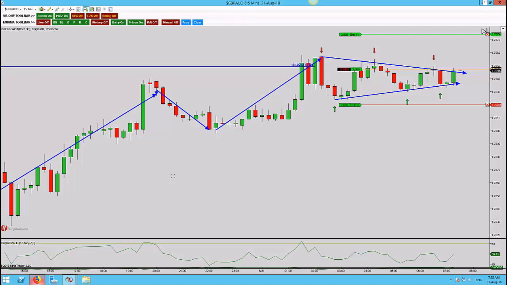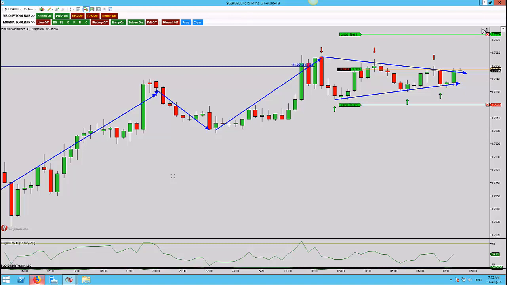Here we are on the pound Aussie on the 15-minute time frame. It's a live trade that I've just managed to get in, and we actually have a selling opportunity on the higher time frames, but on the lower time frames we have a buying opportunity. And I just want to talk through why I've decided to buy the market instead of selling it.